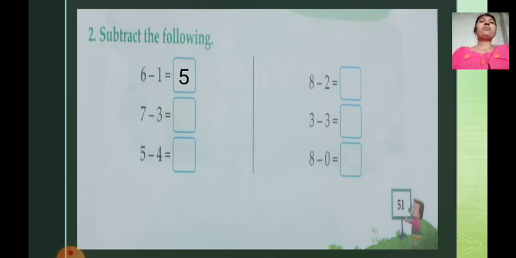So what will we do? We will start from the lower number 2 and count till upper number 8. Count after 2: 3, 4, 5, 6, 7 and 8. So how many fingers are there? 1 and this 5 equal to 6. So our answer is 6. So write down 6 in the box.